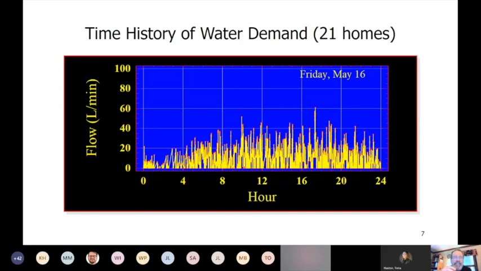Here, for instance, is a time series plot of real data from midnight to midnight, measured from 21 different homes. So this is virtually instantaneous information.